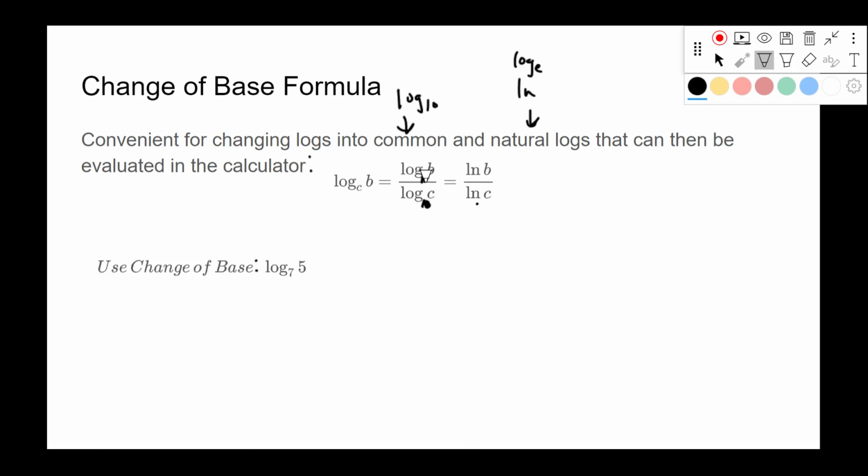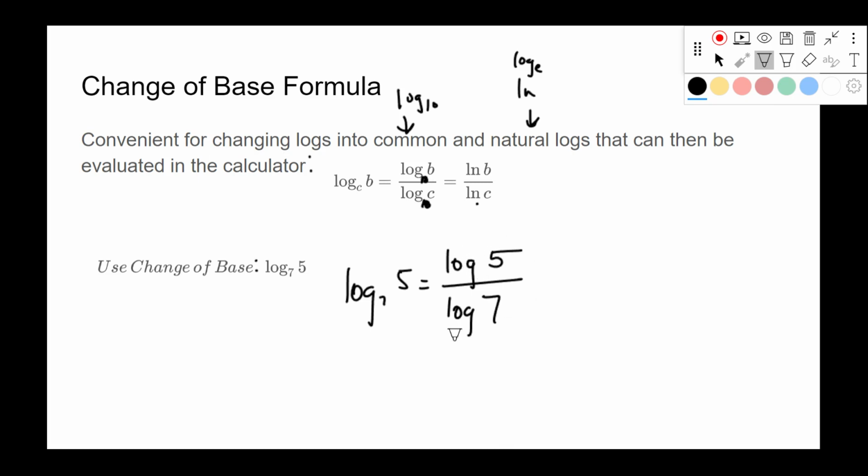Okay, both of them will work. They'll both give you the same answer. Doesn't matter how you do it. So if I ask you to take log of 5 with base 7 and change the base, well, we're just going to follow the formula. Log of 5 with base 7 would be log of 5 over log of 7, both with base 10.